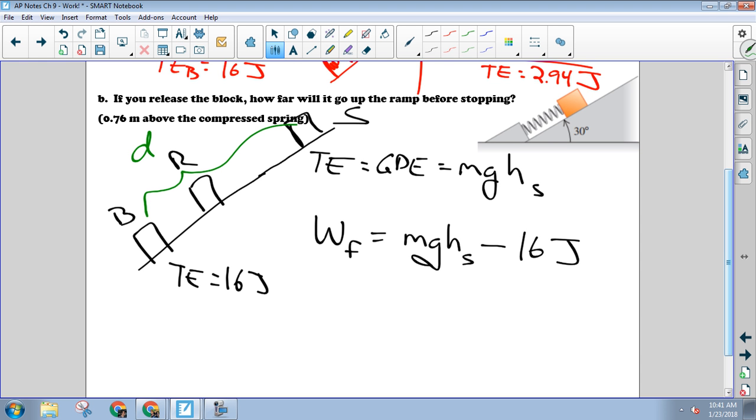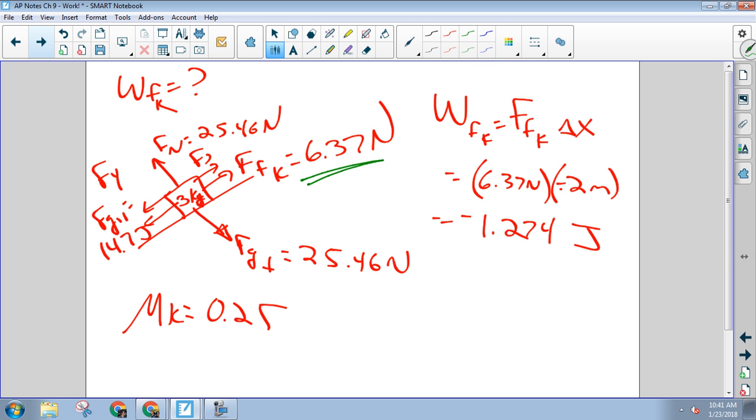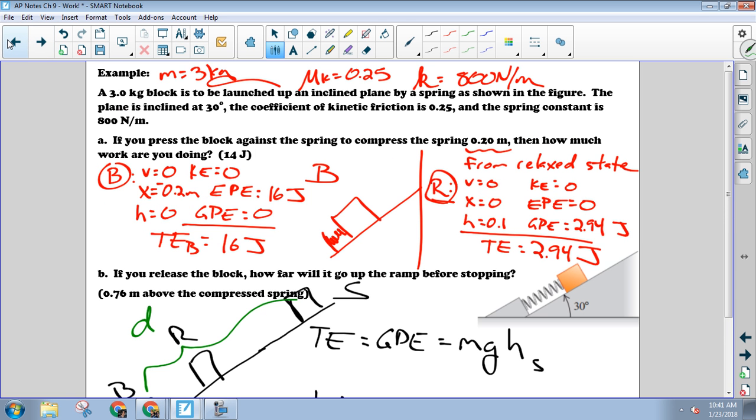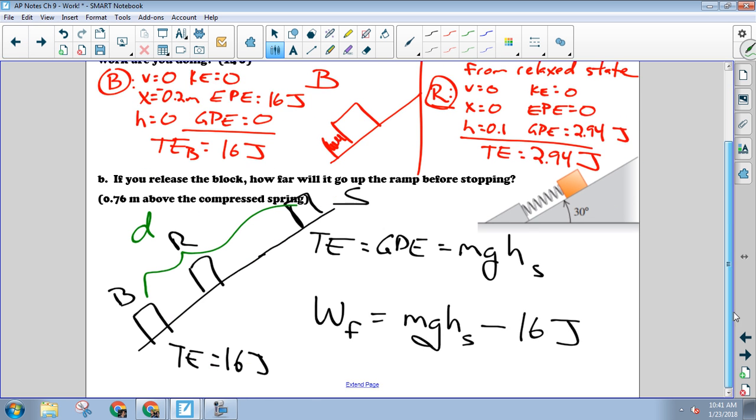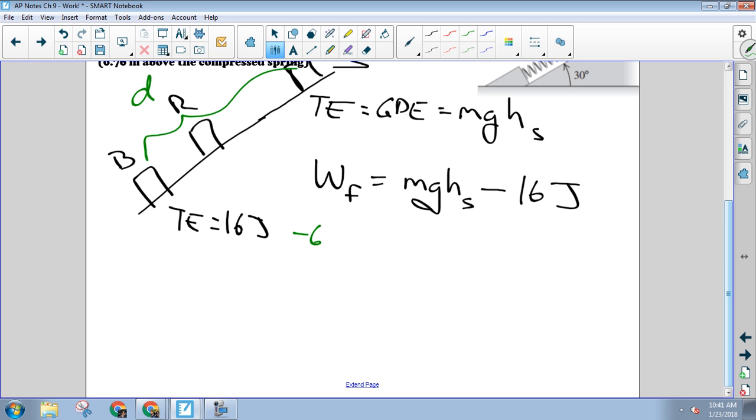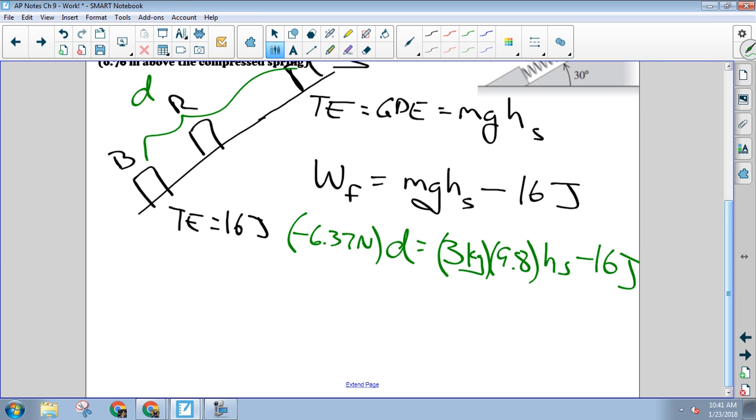Cool? All right, and we know the work done by friction is the force of friction. Let's see, what was our force of friction? 6.37 was our force of friction, right? So I've got negative 6.37 newtons times d equals mass times 9.8 times the height where it stops minus 16 joules. So now I've got two unknowns there, the distance it goes and the height that it stops at. So I'm going to give everybody a second to think, because there should be a fairly clear connection between that distance and that height, I think.